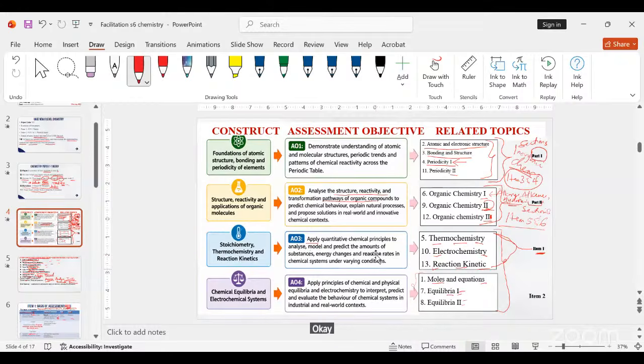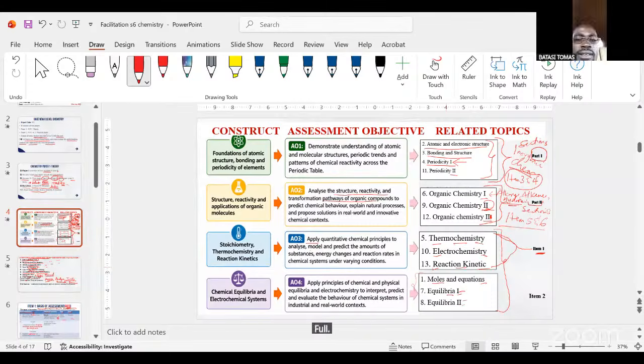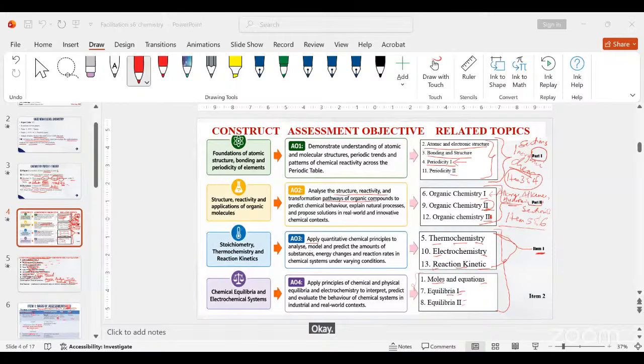So the electrochemistry was put up in assessment objective 3, and then moles and equations. Initially, you recall, the moles and equations were up there in assessment objective 3. But later, when it was analyzed, that's why it was interchanged. The electrochemistry was put in assessment objective 3, and then moles and equations was put in assessment objective 4. All right. Is it clear? Very clear, sir. Okay. Any other person with an inquiry in the same line?